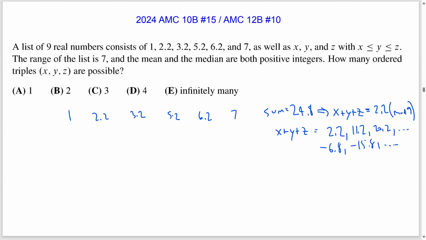Okay, so we've taken care of the mean condition. Now let's look at the median. We know that the median is a positive integer, but if we look at these 6 numbers, the middle number, there's no integer within them. This means that the median is most likely going to have to be x, y, or z. Because we have 9 numbers, the median is going to be the 5th number in the list when we sort them.